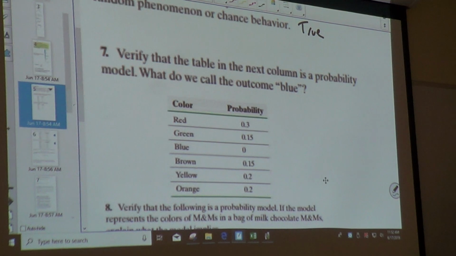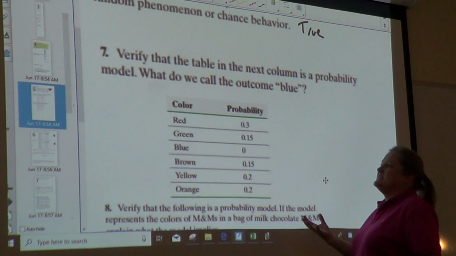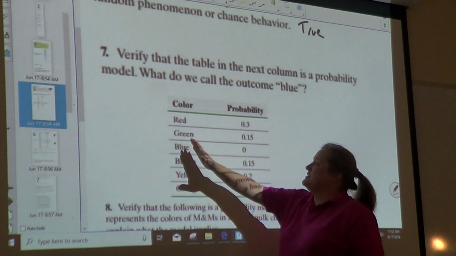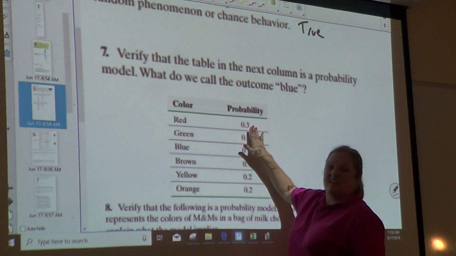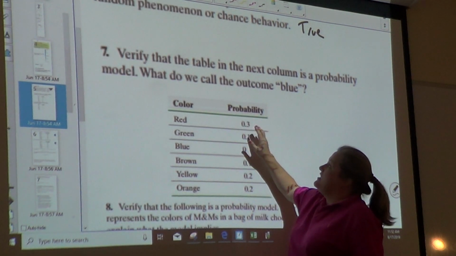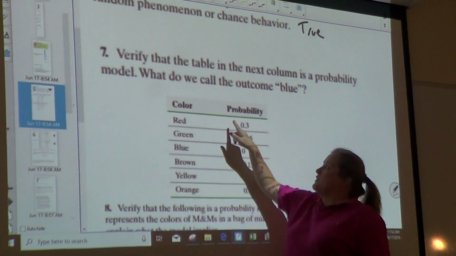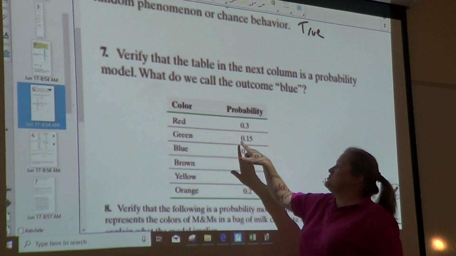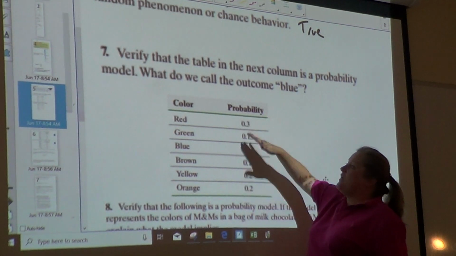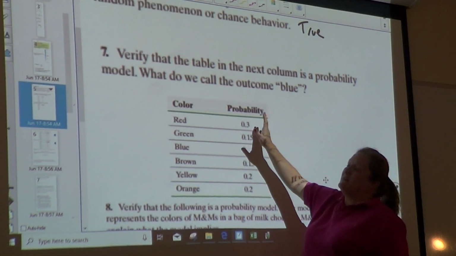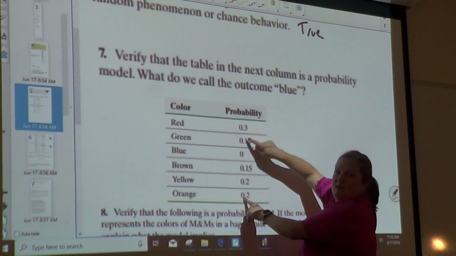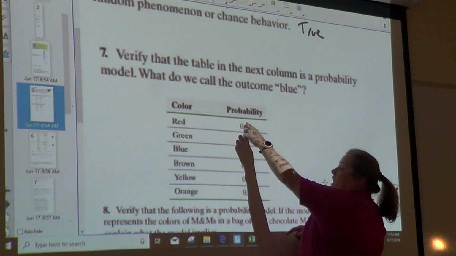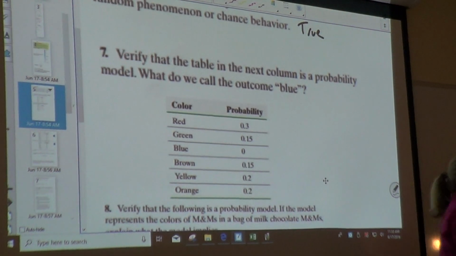For number 7, I gave you a probability model. We've been talking about this, and it looks like a frequency table, where this is the column of what we're doing, and this is kind of like relative frequency, sort of. The probability that I'm going to choose red is 0.3. The probability that I'm going to choose green is 0.15. First of all, I want to know, is this a probability model? In order to be a probability model, all of these have to be between 0 and 1, and all of these have to add up to 1.